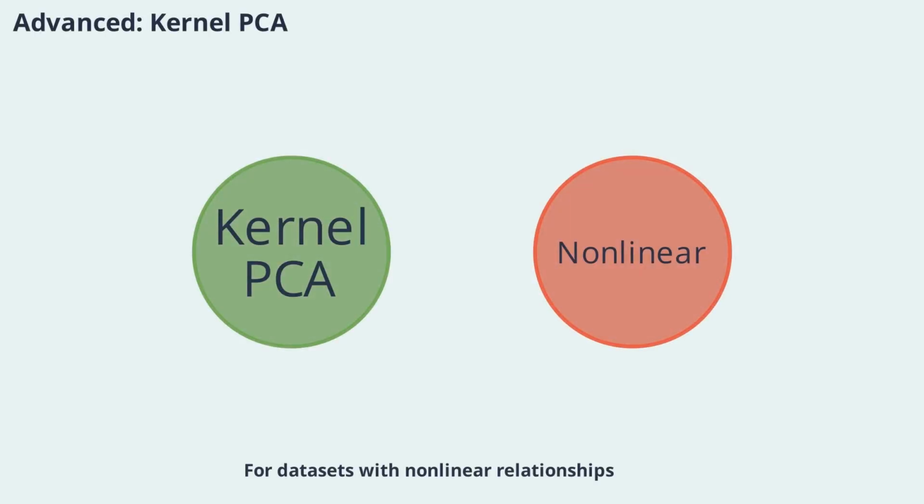For datasets with nonlinear relationships, kernel PCA extends the basic PCA by using kernel functions. This allows it to capture more complex patterns in the data. Kernel PCA is useful in image recognition, bioinformatics, and other fields where linear PCA falls short.